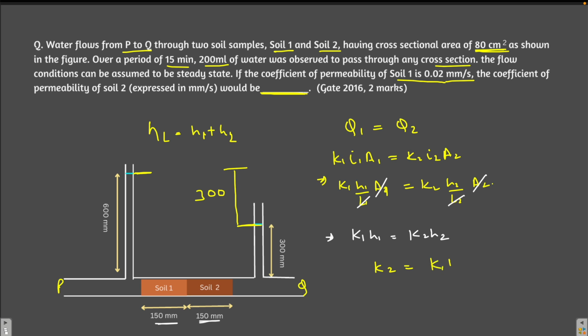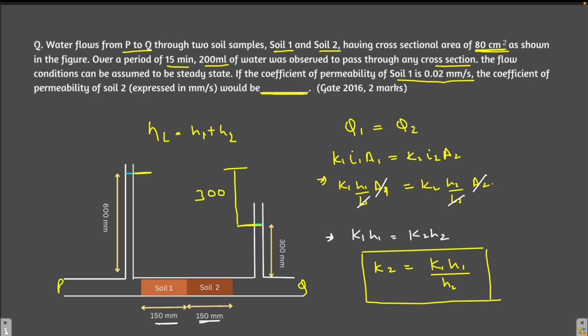K2 is equal to K1 H1 by H2, easily. But the problem is that we do not know the values of H1 and H2, but we know the value of H1 plus H2. Now our next problem is to solve for the values of H1 and H2.